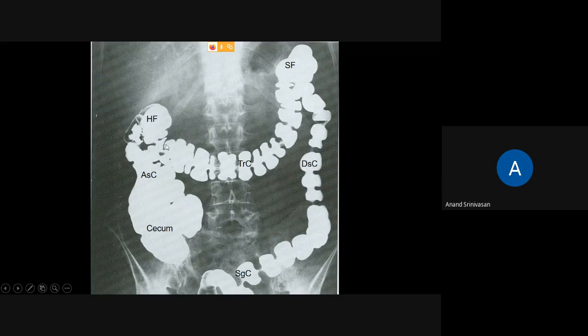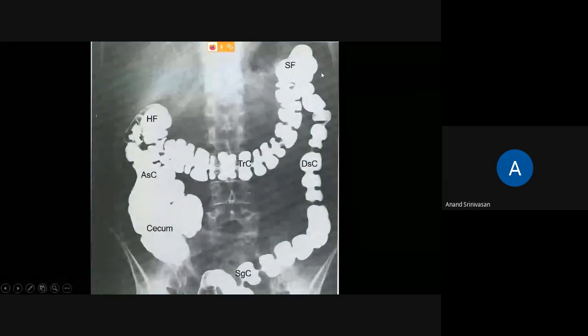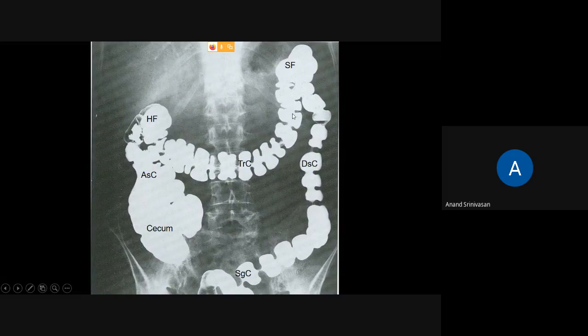Then here you can see at a 1 hour or 2 hour interval. These things you already know: the cecum, ascending colon. What is HF? Hepatic flexure, transverse colon, splenic flexure, descending colon, sigmoid colon. Why is the colon like this? Because of the haustrations. You can see the haustrations, and there are constrictions present in the large intestine also. That's why it looks like this.